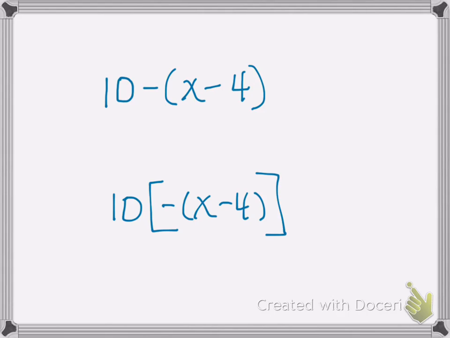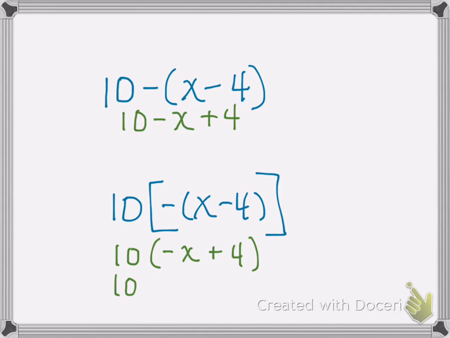This one up here is going to be 10 minus x plus 4, because of what we had on the first screen. The negative sign is saying take the opposite of everything in here. So 10 minus x plus 4. Whereas this one down here, I'll do in two steps: it would be 10 times the -x plus 4, and then 10 times the -x plus 10 times the 4, which is 40.